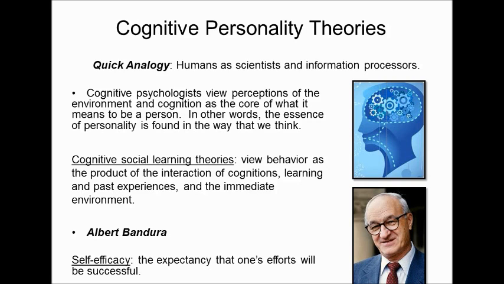And cognitive psychologists view the perception of the environment and our thoughts, our cognitions, as the core of what it means to be a person. In other words, the essence of our personality is really found in the way that we think. And from this perspective, we're looking at people like Albert Bandura and cognitive social learning theories, where behavior is the product of the interaction of our thoughts and learning and past experiences in the environment.